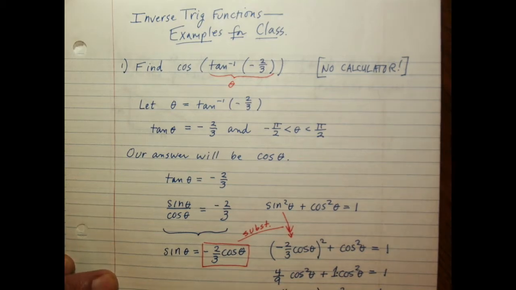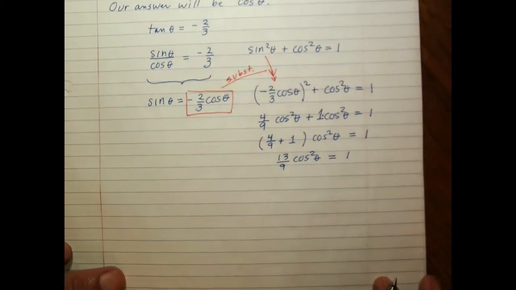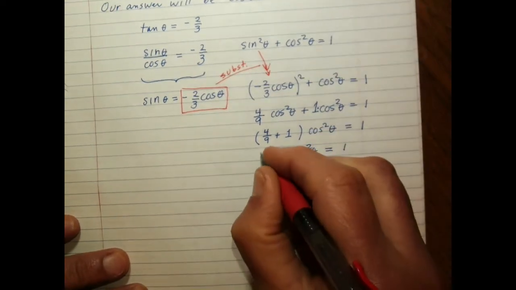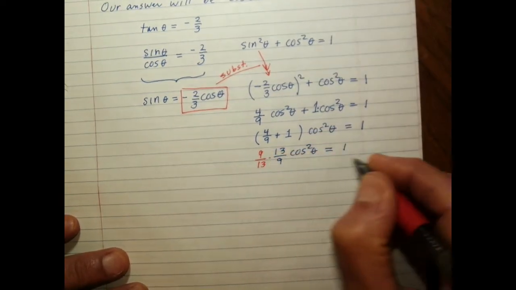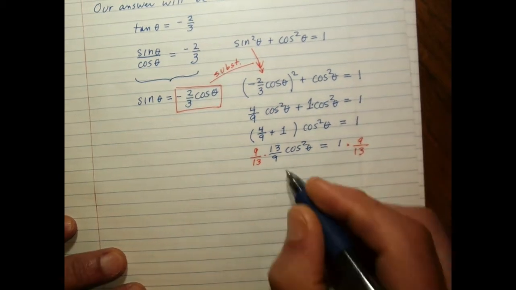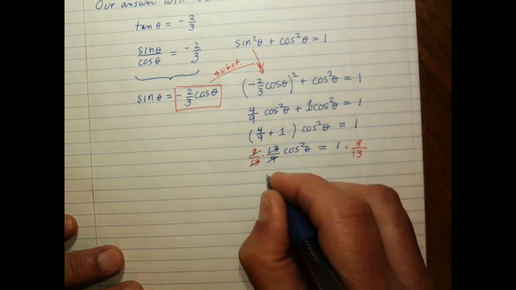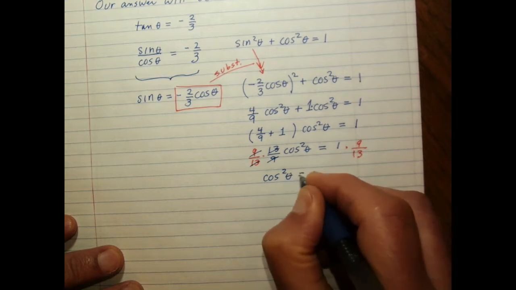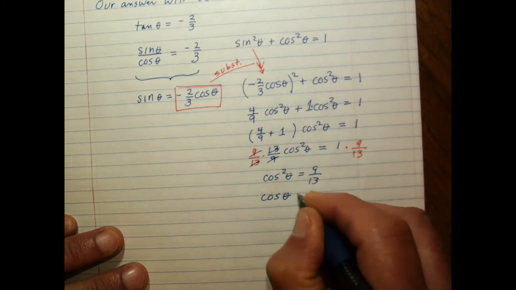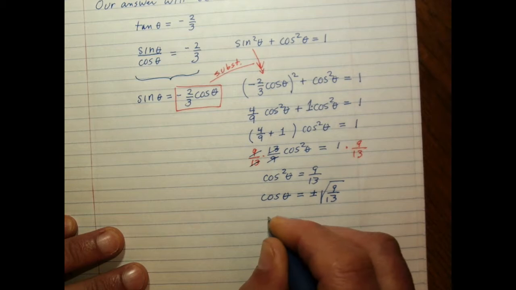Now I can multiply both sides. Whoops, sorry. I forget that when I go below the scoop. I can multiply both sides by 9/13 in order to isolate cosine squared theta equals 9/13. And now I can take square roots. Cosine theta is plus or minus the square root of 9/13.